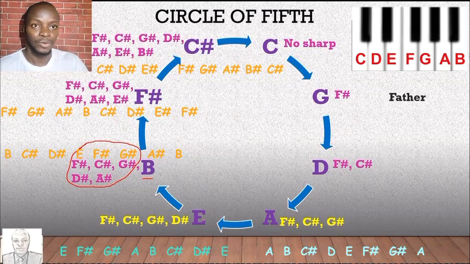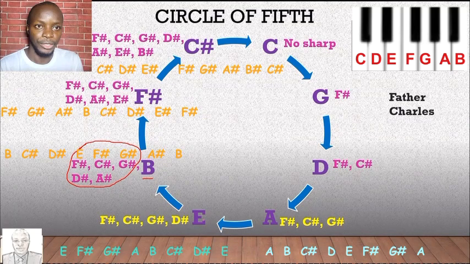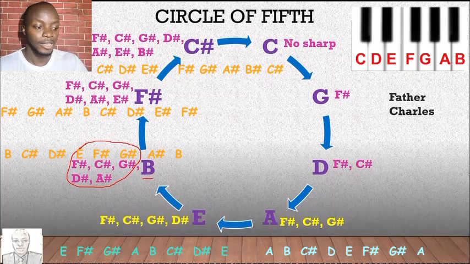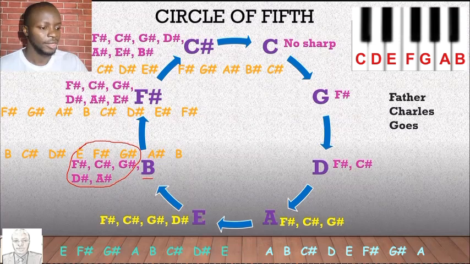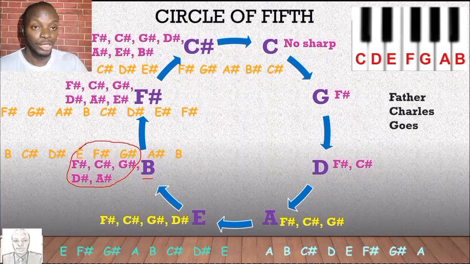And on D, we have sharps on F and C. So further down, on A major, you have sharps on F, C, and G. That is how the pattern goes. Does that make sense? Now, on E major, we have sharps on four pitches, which are F, C, G, and D, right? And that is how the pattern goes down.